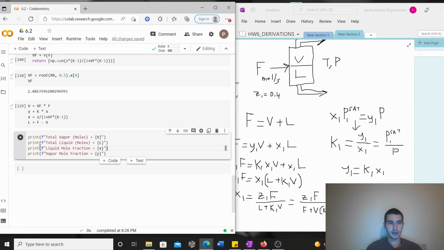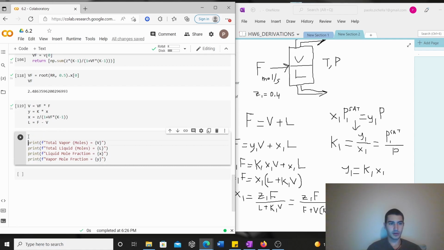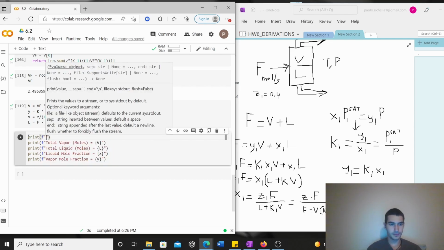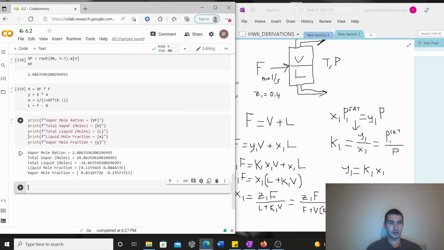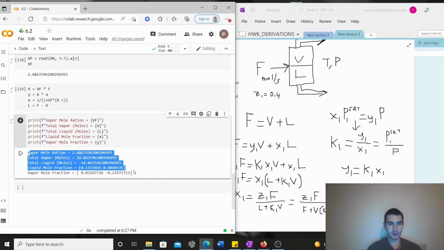And of course, almost forgetting, we also want VF. We want the vapor mole ratio, which is equal to VF. There we go. These are our values that we've been searching for.